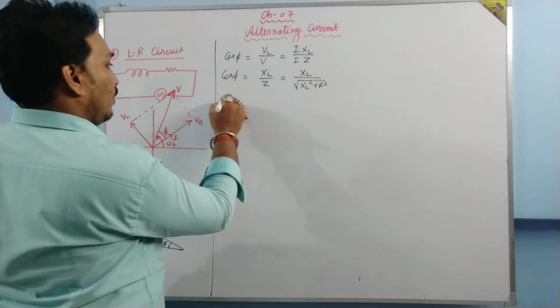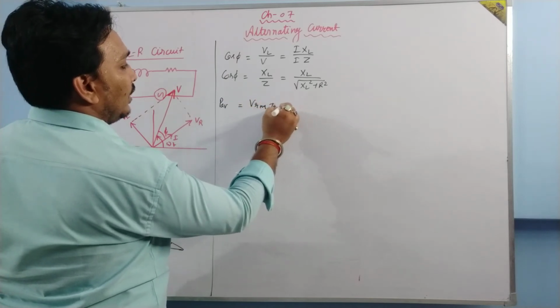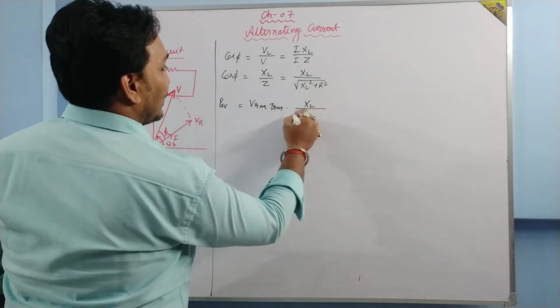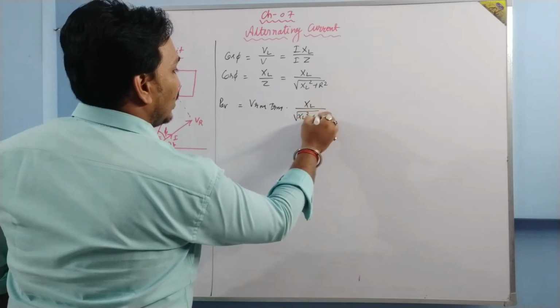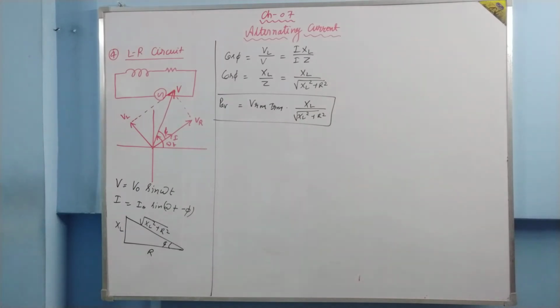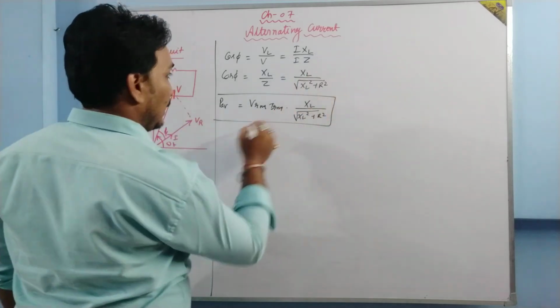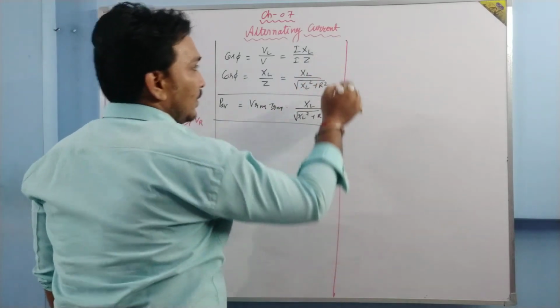So now P average will be equal to what? VRMS into IRMS into cos phi, that is, R upon under root XL square plus R square. This is the average power when we talk about the combination of L and R, that is the LR circuit. Okay. Now let us move to the next one. Next one is the CR circuit.